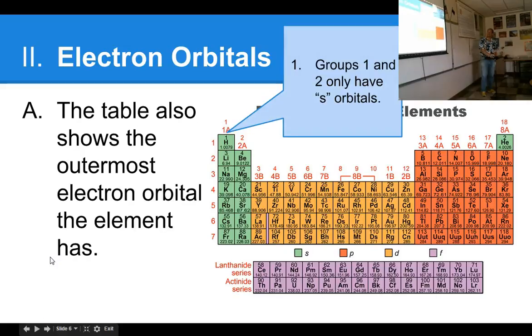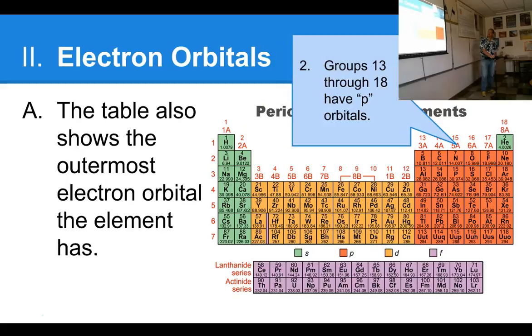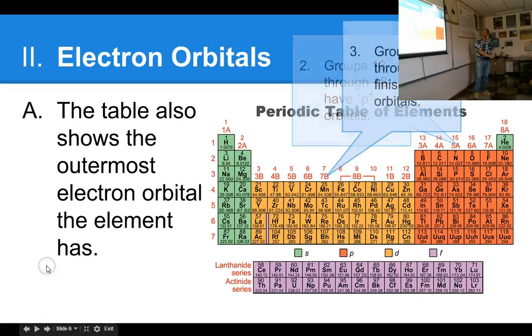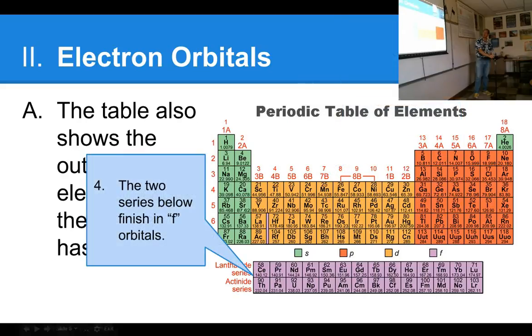Oh, and I have callouts that say the same thing I've already been saying. Groups 1 and 2 only have s orbitals. Groups 13 through 18 have p orbitals. Groups 3 through 12 finish in d. And the 2 series below, the lanthanides and the actinides, end in an f orbital.